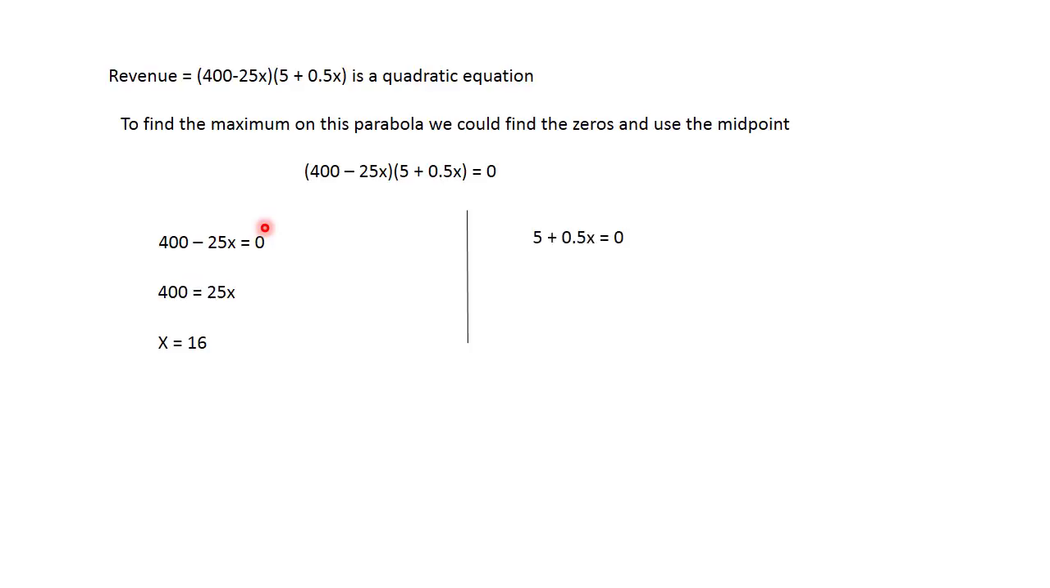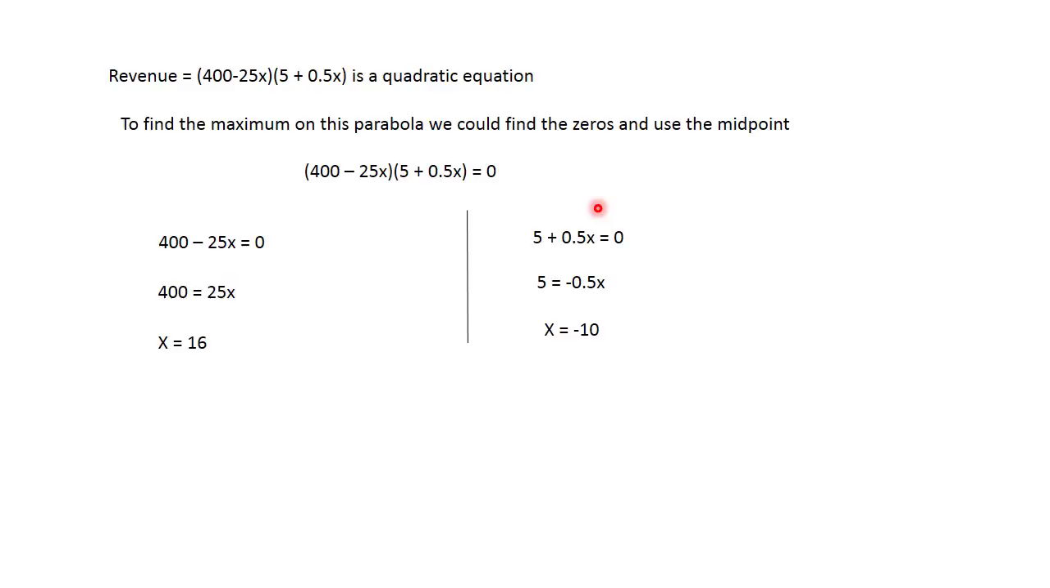On the other side, we're going to do the same thing. We're going to take this equation and set it equal to 0. So here it is. 5 plus 0.5x is equal to 0, and we're going to solve this one as well. We're going to move that 0.5x to the other side and make it negative, and then we solve for x. It works out to be minus 10.